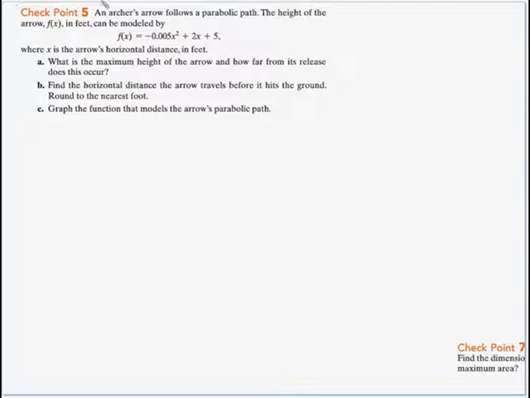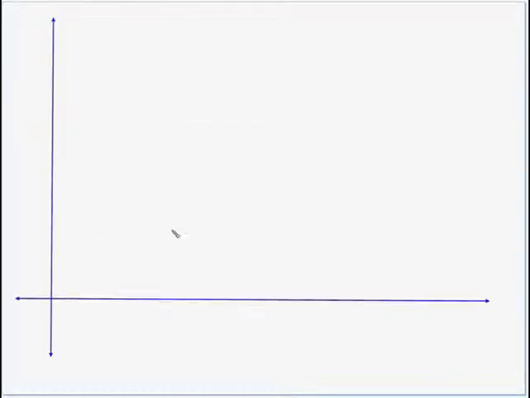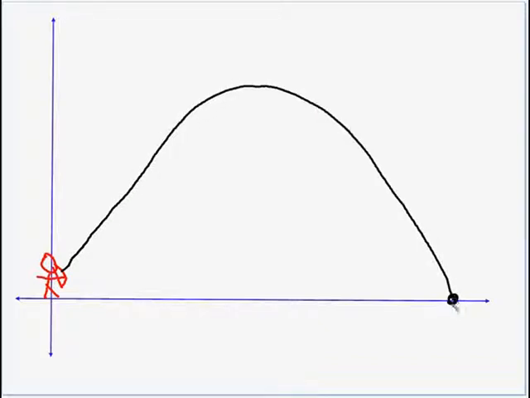Okay, let's see what we got here. Archer's arrows fall on a parabolic path. For part A, what is the max height of the arrow and how far from its release did this occur? Here's our XY axis, and right about at the origin, we've got our bowman. He's got a little bow and arrow, and he's going to shoot his arrow, and of course it's going to go up, and it's going to come back down, it's going to hit the ground.